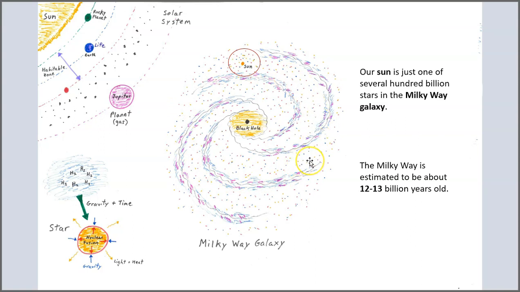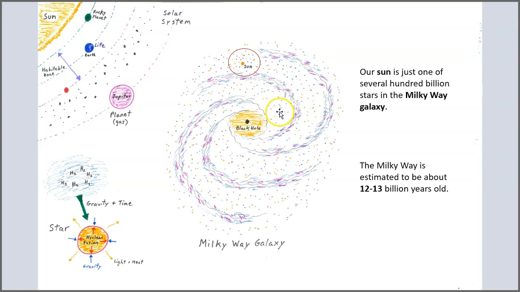Scientists estimate the Milky Way to be about 12 to 13 billion years old. And if the universe is 13.8 billion years old, then approximately 800 million years after the Big Bang, we have stars and stars organizing into galaxies like our Milky Way.